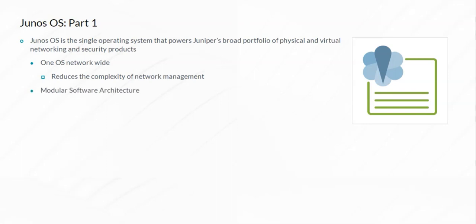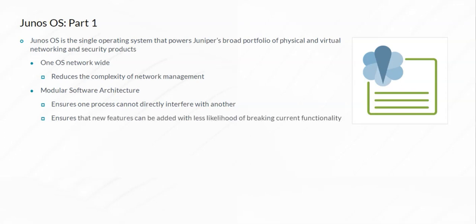The Junos OS is divided into multiple software processes. Each process handles a portion of the device's functionality. Each process runs in its own protected memory space, ensuring that one process cannot directly interfere with another. When a single process fails, the entire system does not necessarily fail. This modularity also ensures that new features can be added with less likelihood of breaking current functionality.